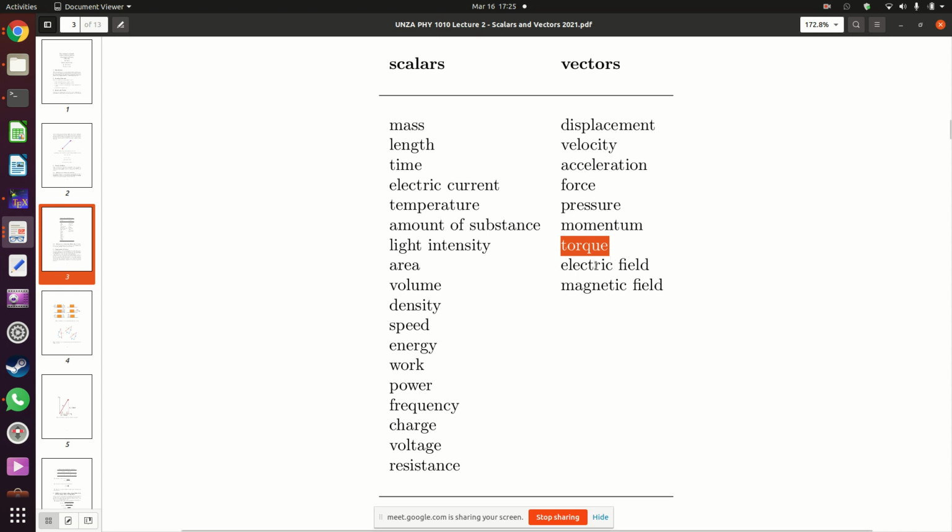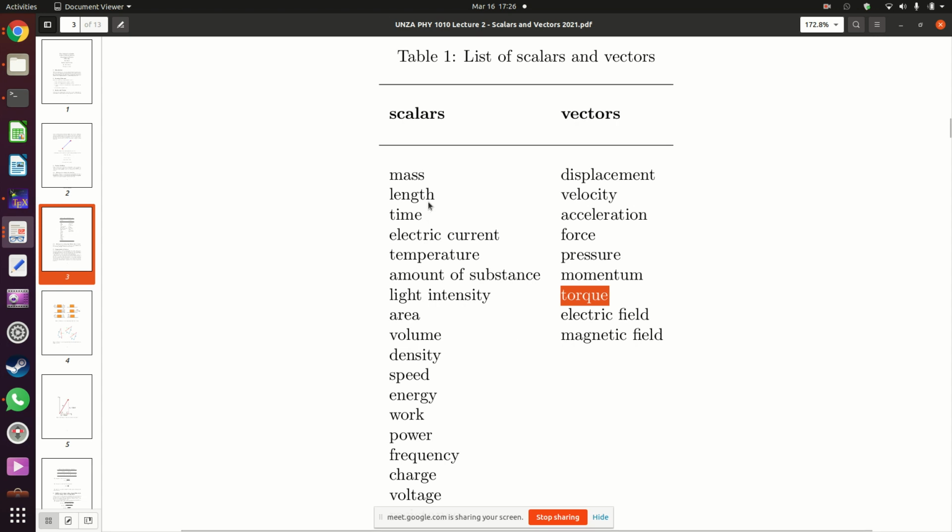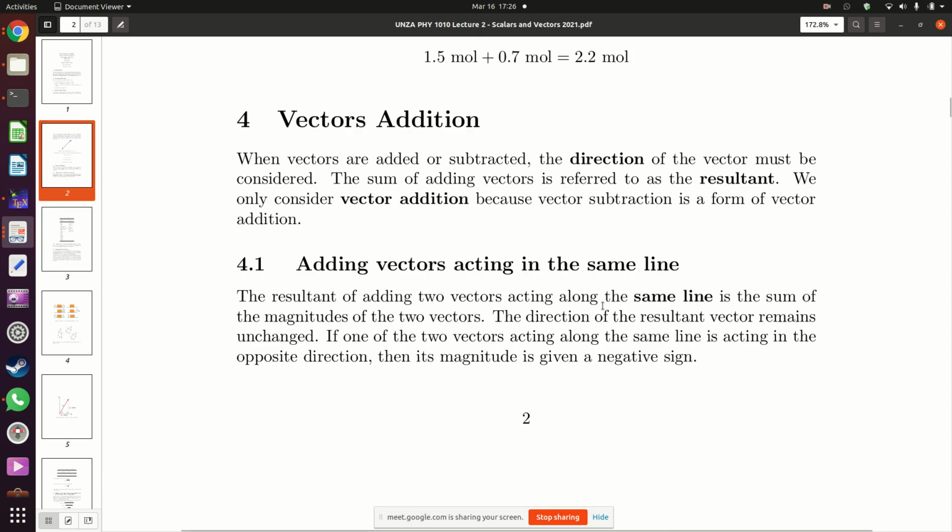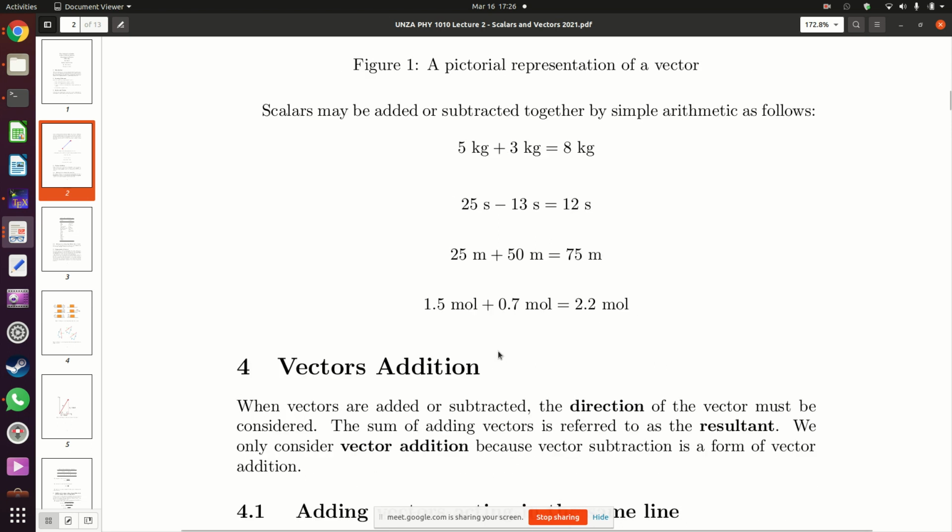Others are electric field and magnetic field. Electric field is basically the force of attraction from a charged particle, and magnetic field refers to the force of attraction due to something which is magnetic, a magnet. Okay, so these are examples of scalars and vectors. Do we have any questions before we move on to what we are actually interested in, which is carrying out vector addition?